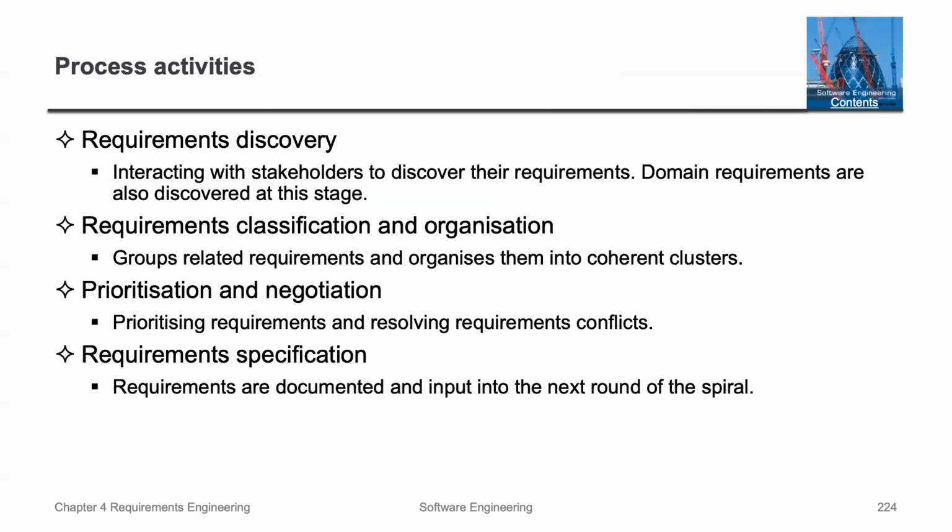In terms of the process activities, requirements discovery is interacting with stakeholders to discover the requirements. Domain requirements are also discovered at this stage. Requirements classification and organization groups related requirements and organizes them into coherent clusters. Then you have the prioritization and negotiation, which is prioritizing requirements and resolving requirements conflicts. And finally, you have the requirements specification, where they're documented and put into the next round of the spiral.